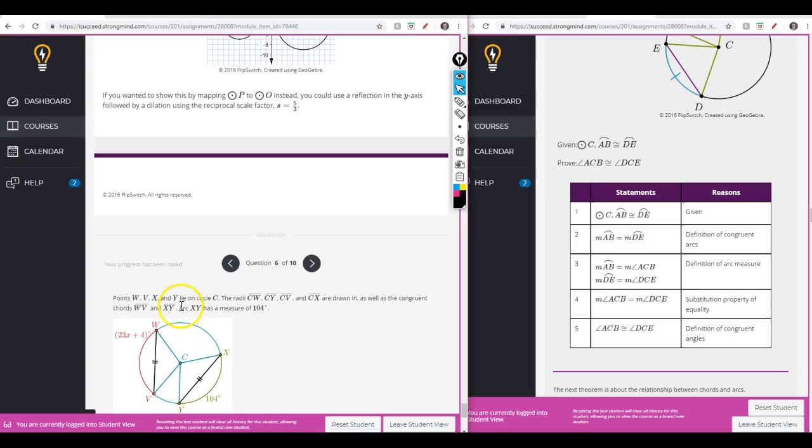Points W, V, X, and Y lie on circle C. The radii segment CW, segment CY, segment CV, and segment CX are drawn in, as well as the congruent chords, segment WV and segment XY.